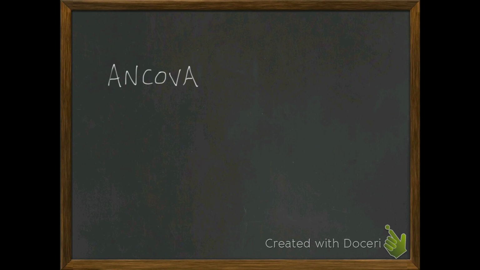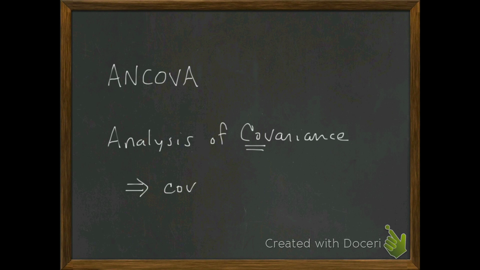ANCOVA again. ANOVA is analysis of variance, and ANCOVA is analysis of covariance. I'll always write this out. So, analysis of covariance. The concept of analysis of covariance brings in a relatively new term, and it brings in what we call the covariate.